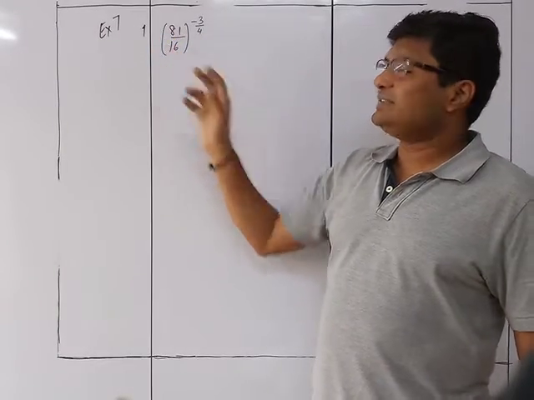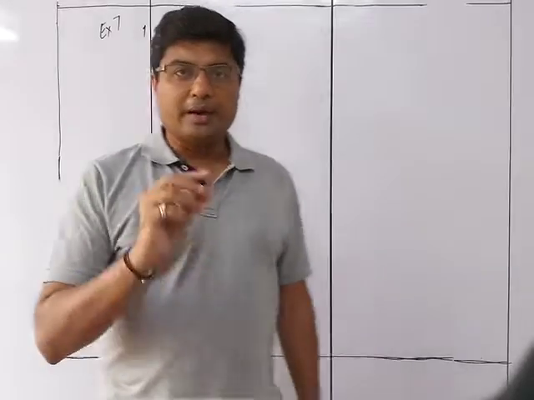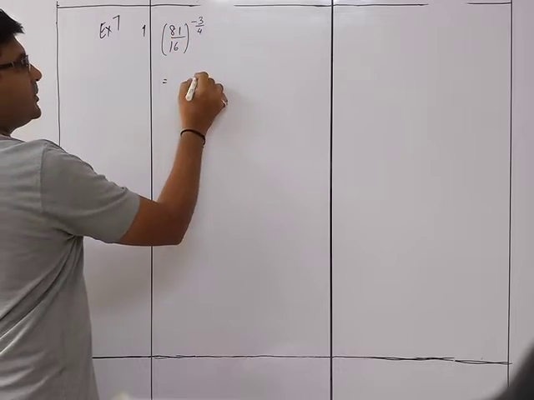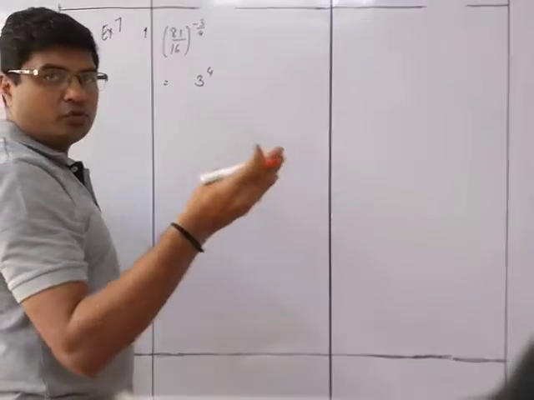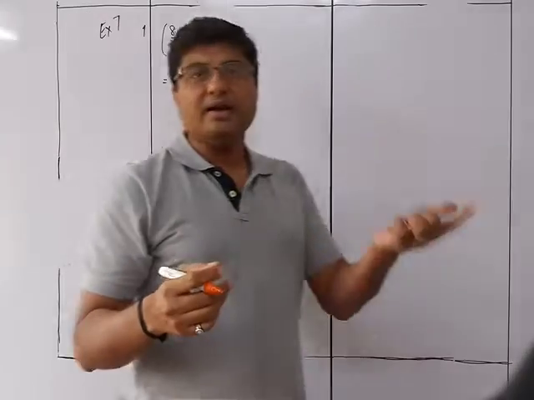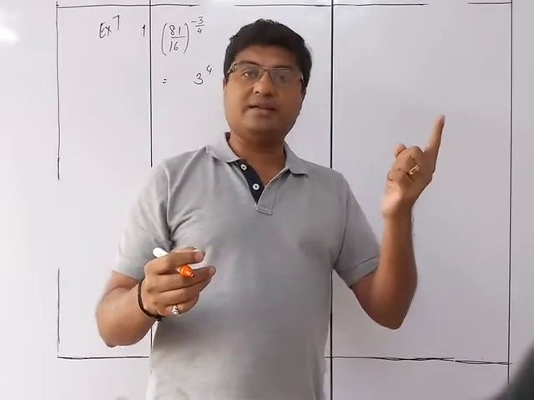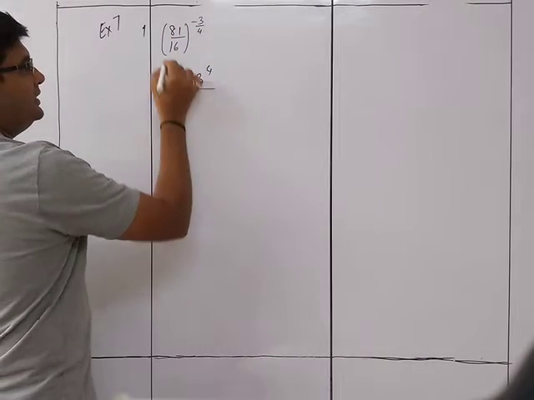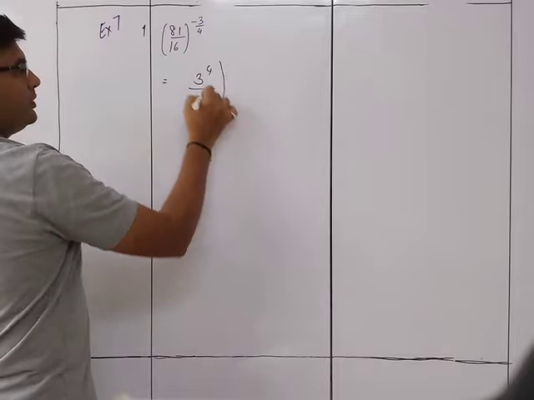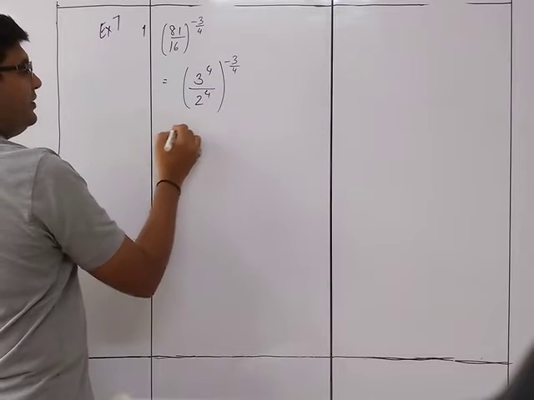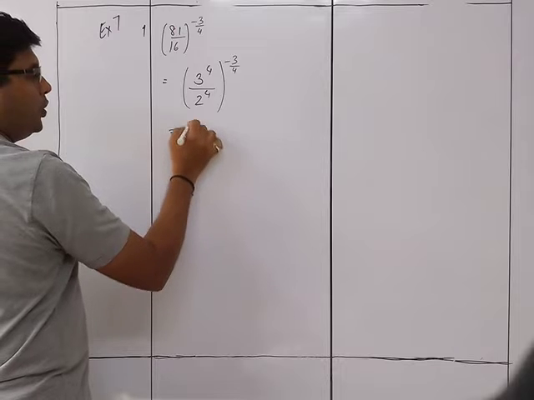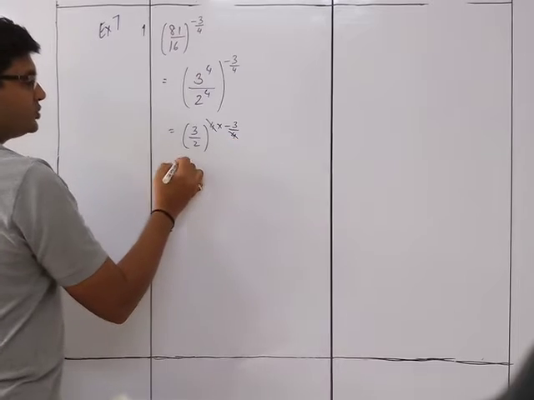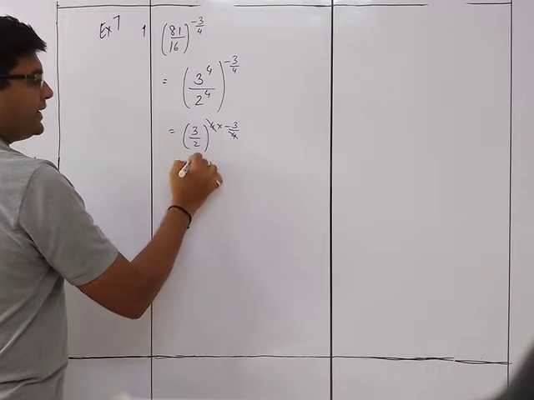You see that 81 and 16 are both numbers which are such that 81 is nothing but 3 raised to 4. 3 3s are 9, 9 3s are 27, 27 3s is 81. So automatically 3 raised to 4 is 81, and 16 is 2 raised to 4. So accordingly, we will have over here 3 upon 2 the whole raised to 4 into minus 3 upon 4. So the 4 gets cancelled. So finally we get 3 upon 2 raised to minus 3.